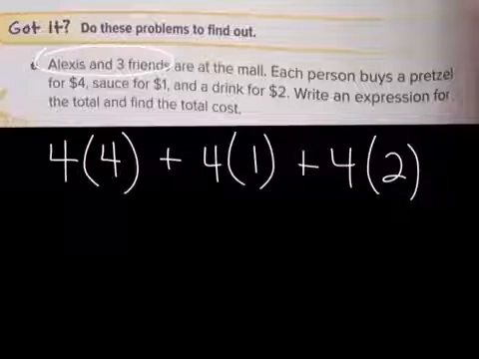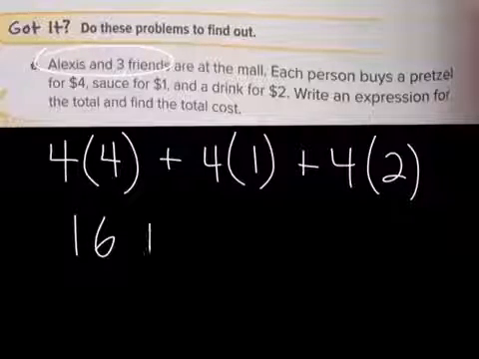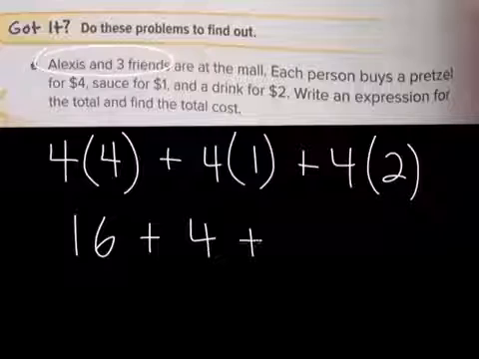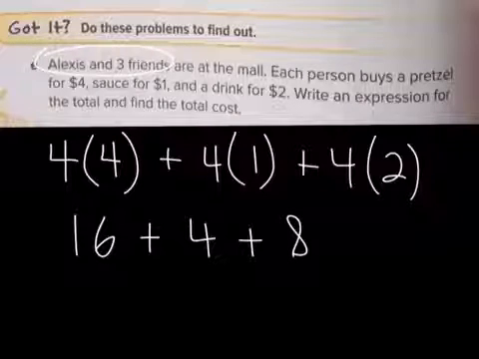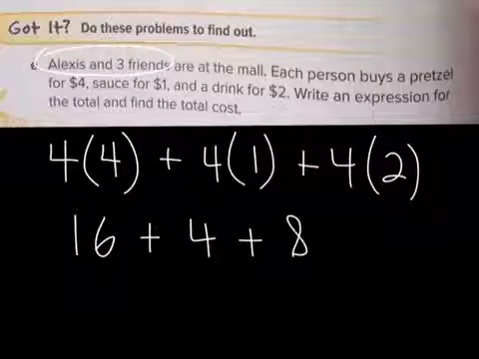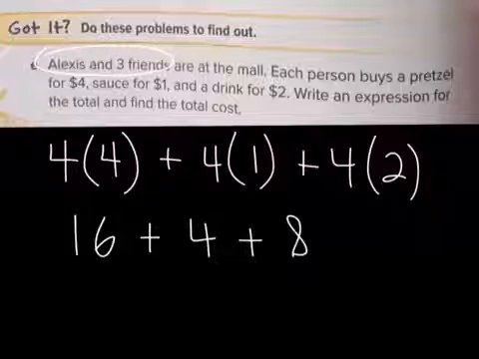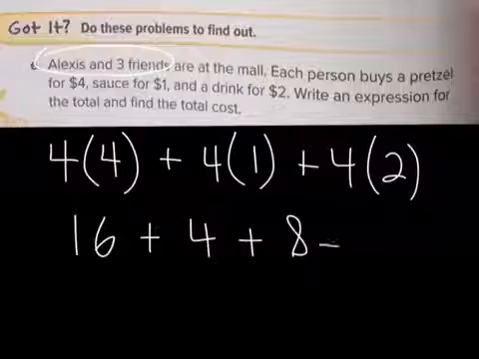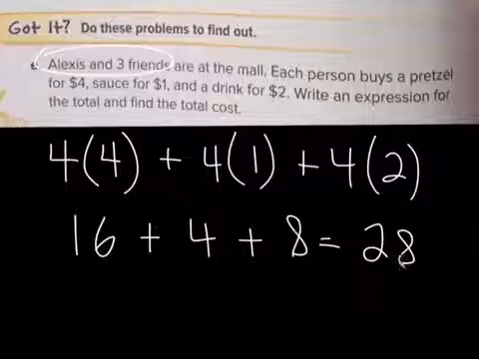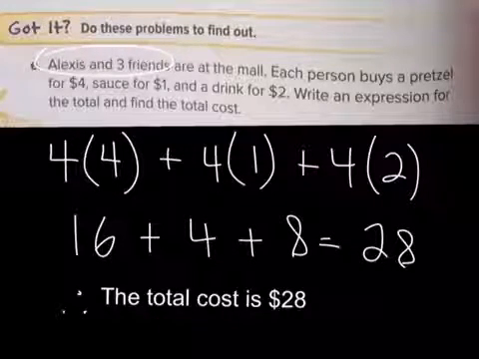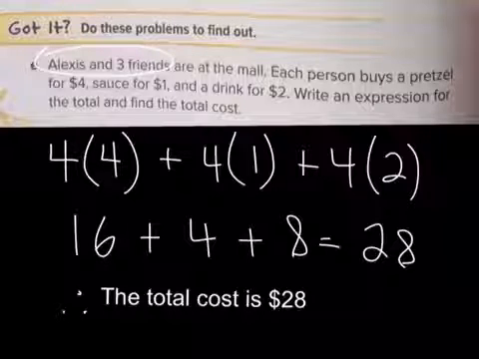All right, let's just do our multiplication first. Here we have 16 plus 4 times 1 is 4 plus 4 times 2 is 8. This is the amount of dollars, don't forget. Here's the amount of dollars they spent. And now we have 16 plus 4 is 20 plus 8 is 28. We can go right ahead and write 28. Therefore, the total cost is $28.